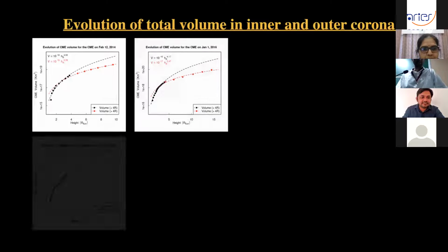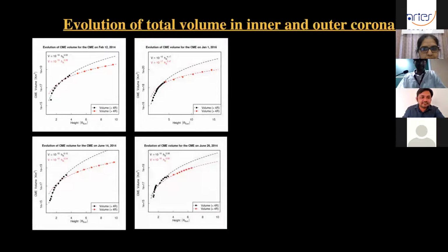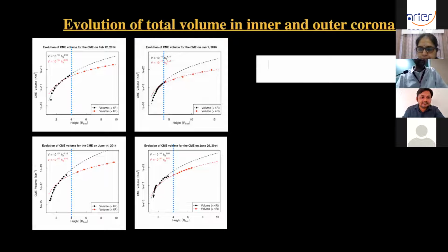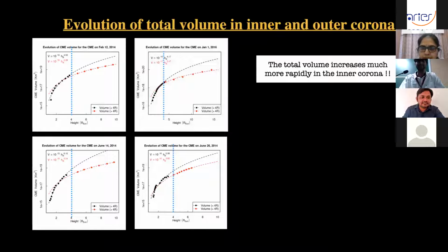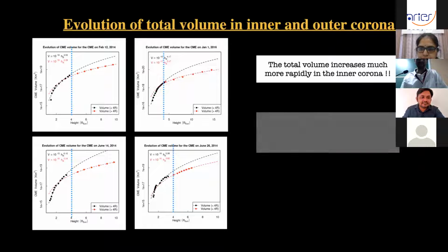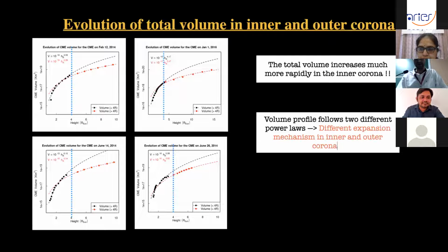Now, we also studied the evolution of the total volume of the CME, and we found something fishy happening at around 4 solar radii. There is a sudden change in the power law of the volume evolution of the CME at 4 solar radii. Below 4 solar radii, the CME is following a much steeper power law, while beyond 4 solar radii, it is following an even flatter power law. So these two different power laws indicate the possibility that the expansion mechanisms are different in the inner and outer corona.